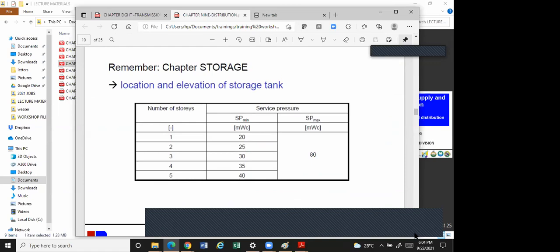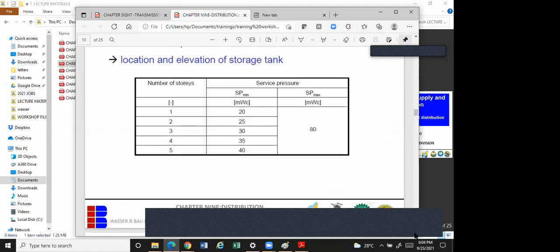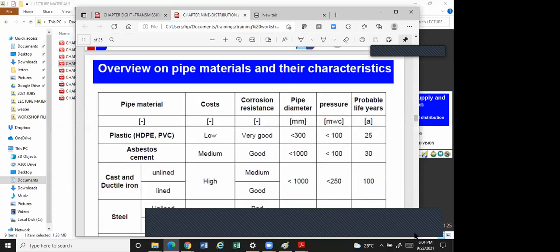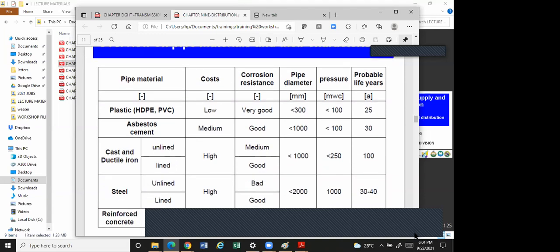And we'll talk about service pressure. This is service pressure. Remember this service pressure. Then these are the materials. These are their lifespan, these are the maximum pressure they can take, and these are their corrosion resistance.